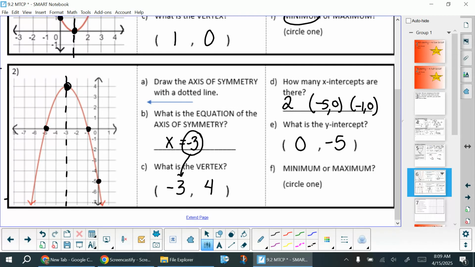Our last question, does it have a minimum or a maximum? So I'm looking at this vertex point, and this is the highest point my graph ever gets to. So that is a maximum. Okay, so you're going to have a bunch of questions about that.